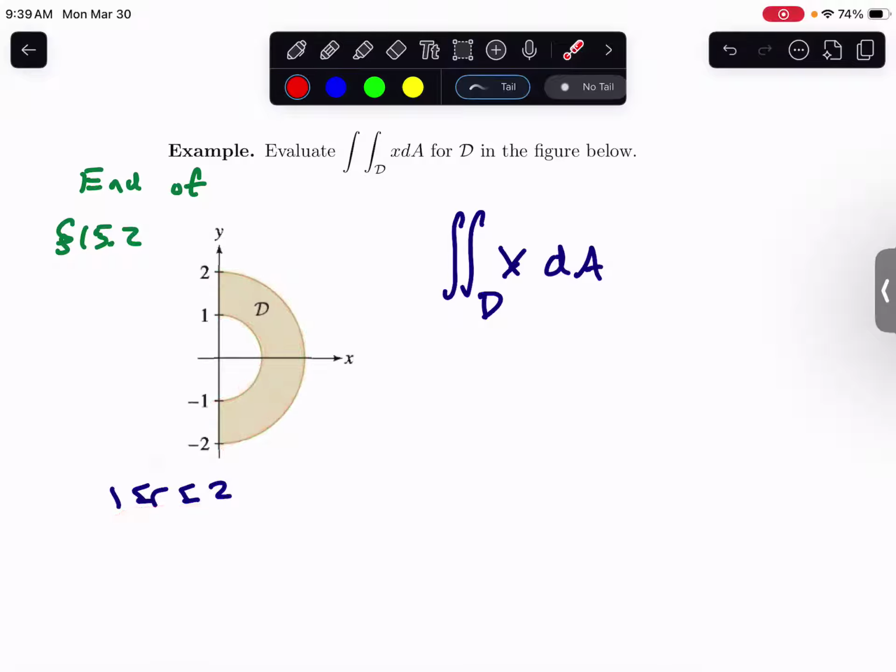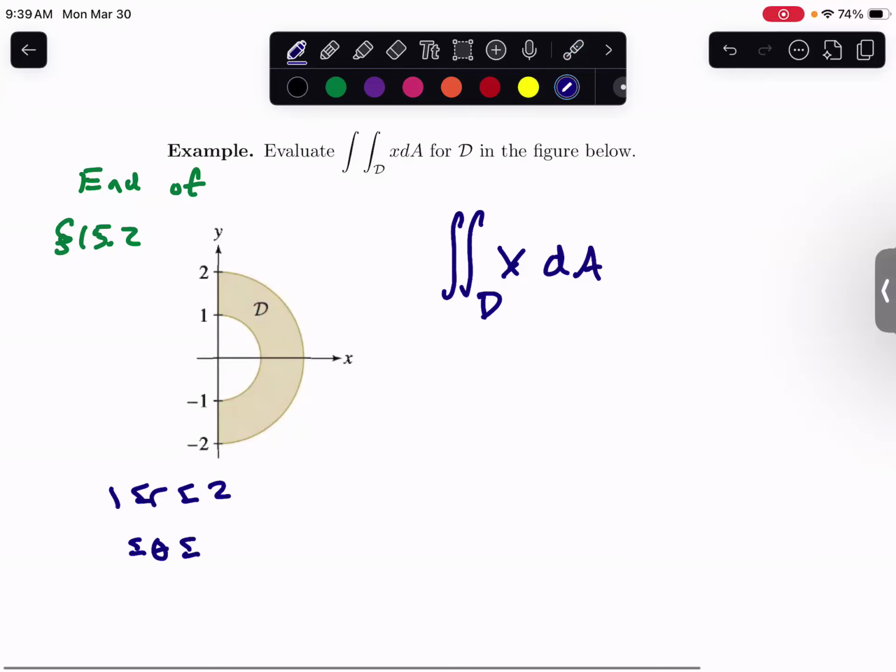And then we also need to describe the range of values the angle takes. We can think about this as starting at minus pi over 2 here, and then rotating until you hit the y-axis, which is at pi over 2. So this is telling you that theta ranges from minus pi over 2 to pi over 2. And those are going to be the bounds of integration that we have.